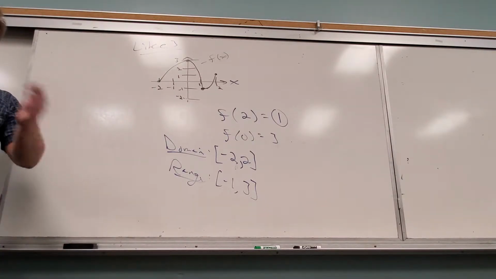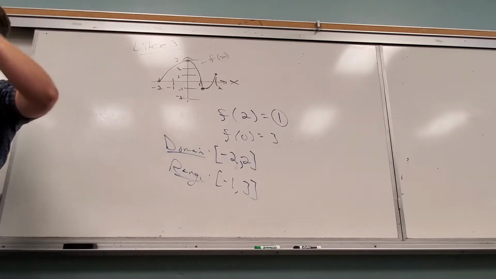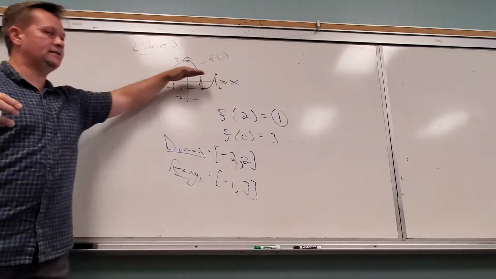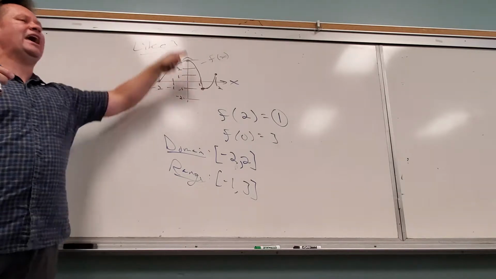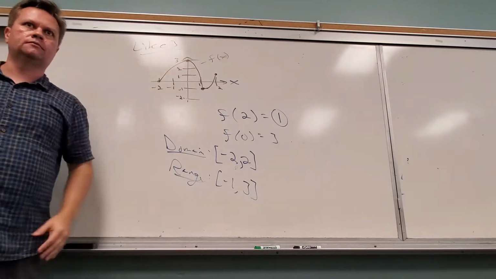Input is normally x. It's going to be this axis, which could be t for time. Later, we'll have a function that's got a t input for time. But it doesn't matter. Wherever this axis is, input, that's domain. That's all the inputs that have outputs. And the range is all the outputs.